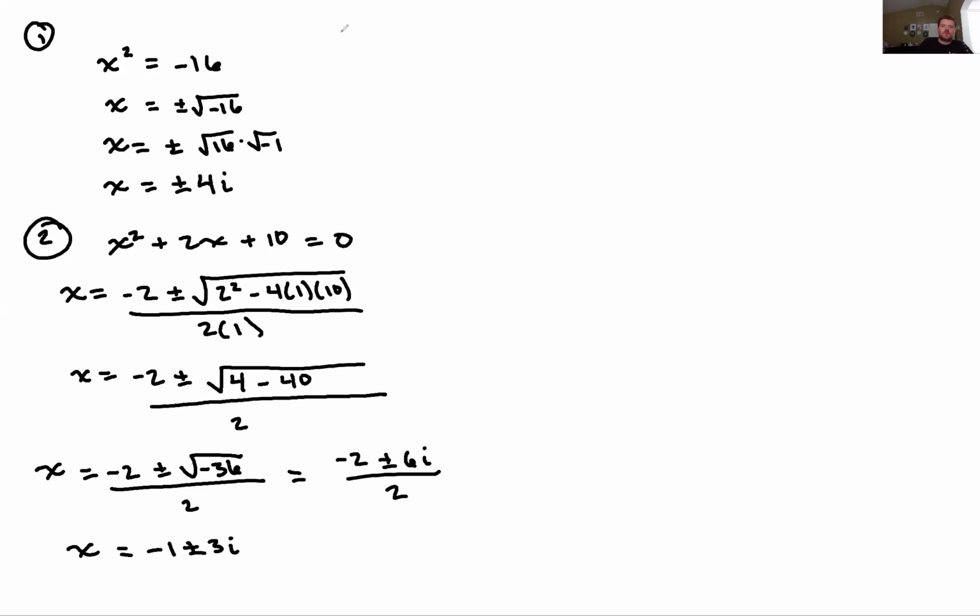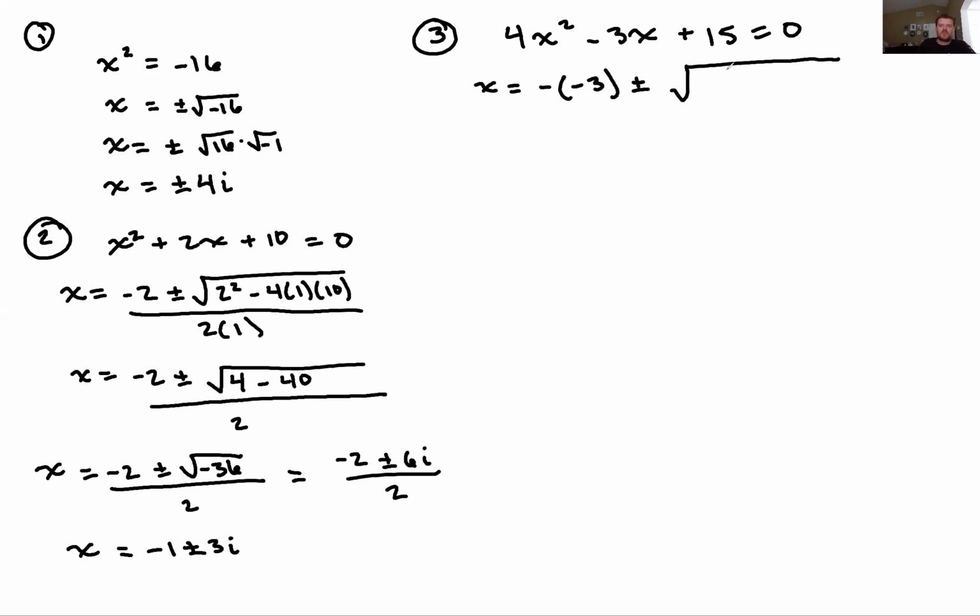Let's keep going here. Let's do another one, number 3. 4x squared, let's do minus 3x plus 15. So then I'm going to go in and plug my numbers into the quadratic formula. So I have x equals negative b, being careful with the signs. My b is a negative 3, so that's going to change to be a positive. Plus or minus the square root of b squared minus 4 times a times c, and that's all over 2a.